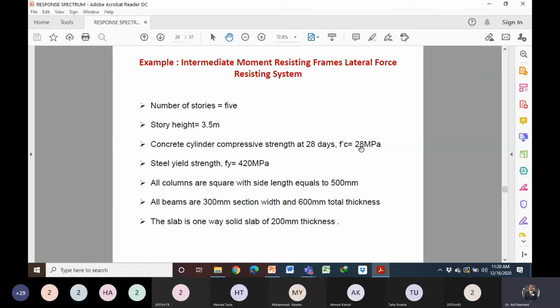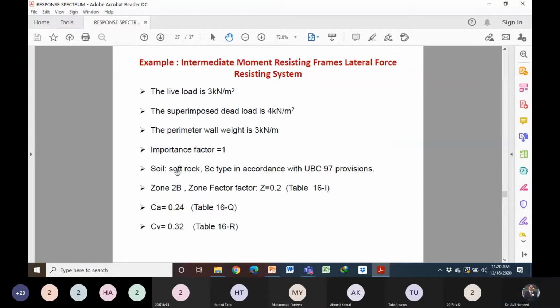28 days cylinder strength is 28 megapascal. Yield strength of the steel is 420 megapascal. The columns are square and the size is 500 millimeter. Beam size is 300 by 600. Width is 300, depth is 600. Thickness of the slab is 200 millimeter.